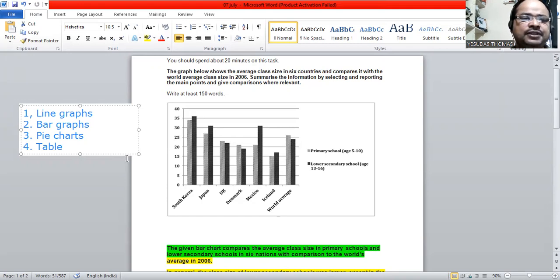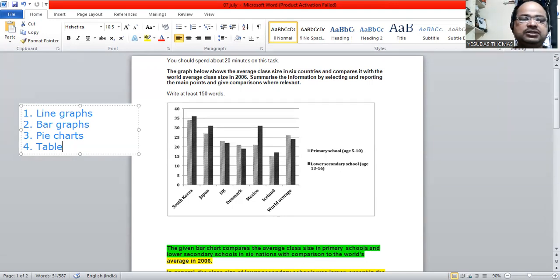The specification of these four types of questions, line graph, bar graph, pie chart, and table, is that all these figures contain mathematical calculations. We do have to do comparisons at one point of time. Whether it's a static chart or a movement chart, whether we have a different time frame or the same time frame, we have to do comparison. For example, higher, lower, more, less, increasing, fluctuating, decreasing.